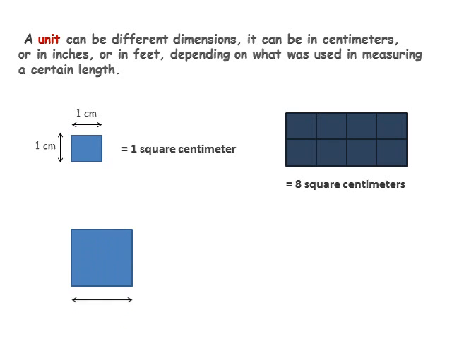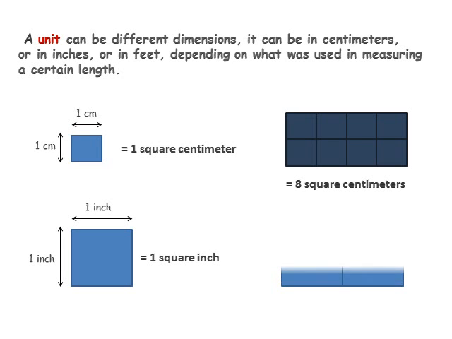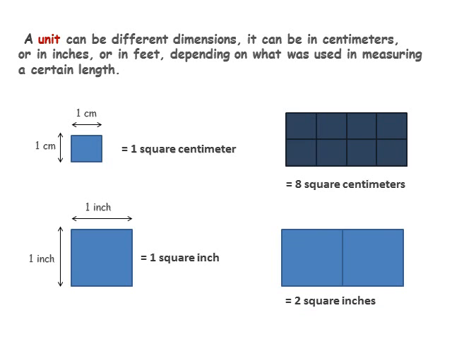Okay, let's have another example. Say for example, for this next square, you have the length of 1 inch, and the width is also 1 inch. So the area of this is 1 square inch. If you have 2 of those, there'll be 2 square inches. If you have 5 of those, it'll be 5 square inches. If you have 10, it'll be 10 square inches. Do you get it?